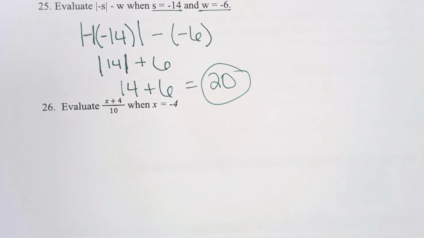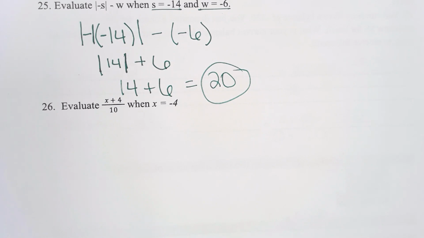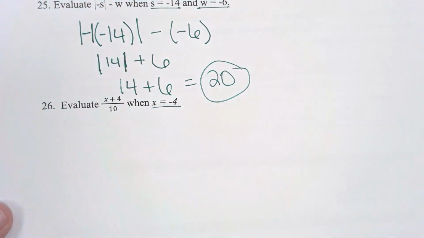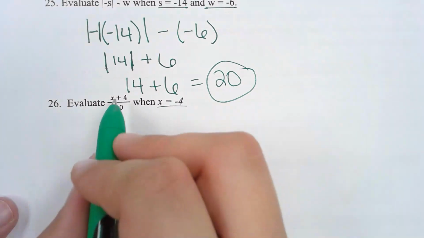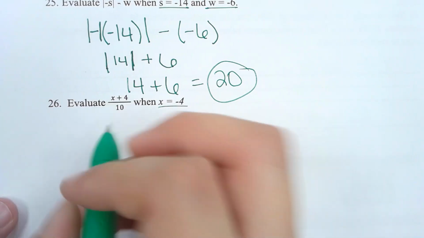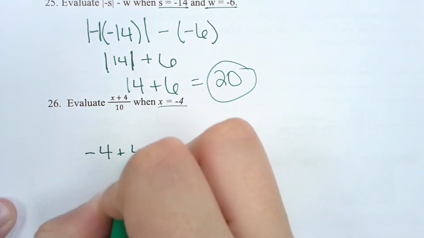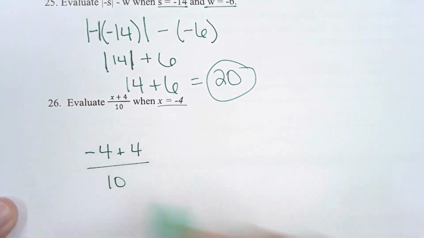All right, so another one here, it says evaluate x plus 4 divided by 10 when x is negative 4. So again, if they tell you x is negative 4, you're just going to plug in negative 4 where it belongs in that expression. So if I plug in negative 4 for x, it's going to be negative 4 plus 4, and then divided by 10.